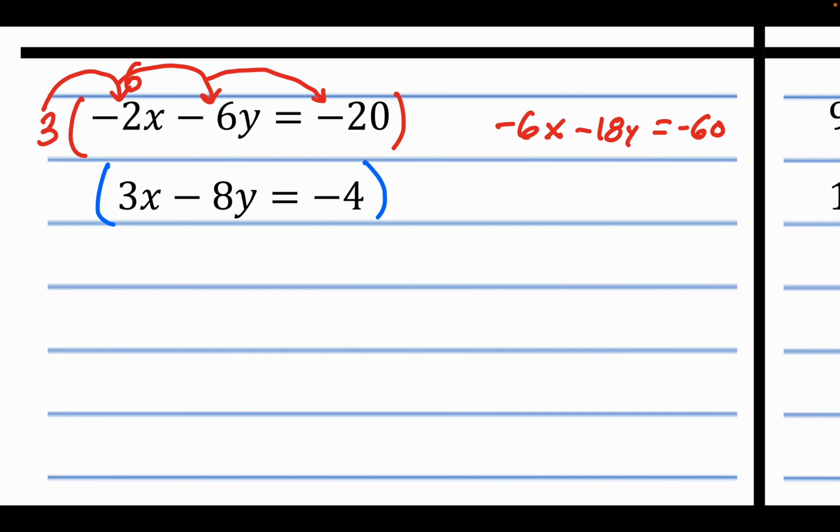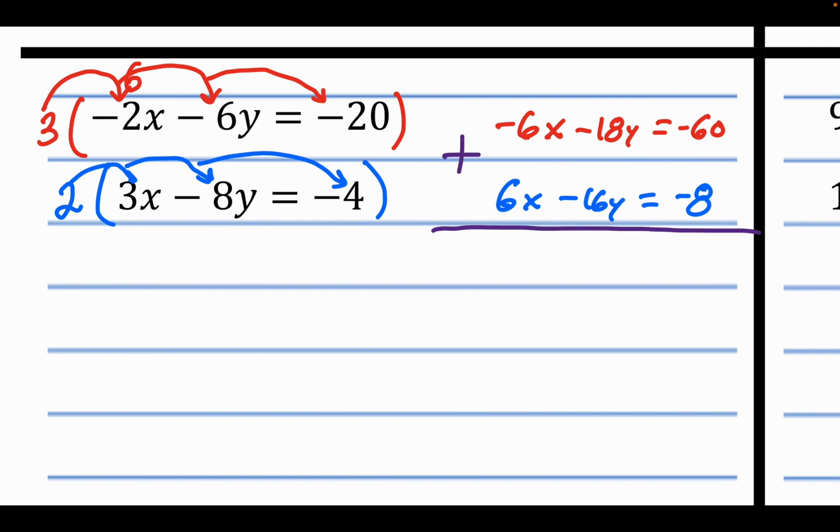Then the bottom equation, I would need to multiply by 2. That gives us 6x minus 16y equals negative 8. Again, let's make sure I did that correctly, unlike the last problem. 2 times 3 is 6. 16. Negative 4. Looks like we're ready to go. We're going to add these two equations together. 0x negative 34y is equal to negative 68.